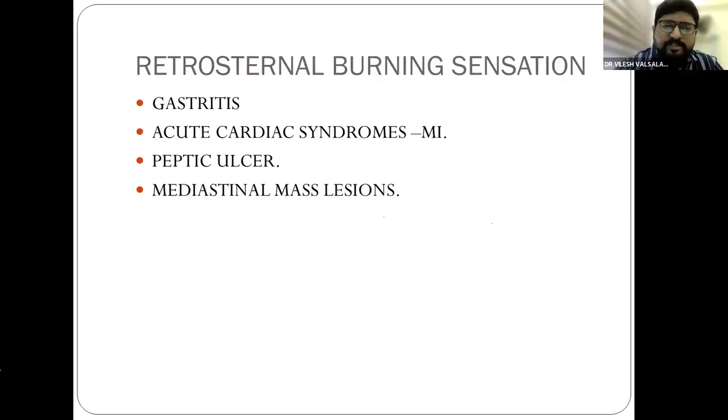Whenever you think about retrosternal burning sensation, the things that come up in your mind, the commonest being gastritis, so any sort of acid reflux. You can have an acute cardiac syndrome like myocardial infarct or a heart attack. You can have peptic ulcer disease, so some gastric ulcers or duodenal ulcers causing retrosternal burning sensations, or any sort of mediastinal mass lesions in and around the esophagus, like any lymph nodes, lymphomas. So all these can cause the retrosternal burning sensation.